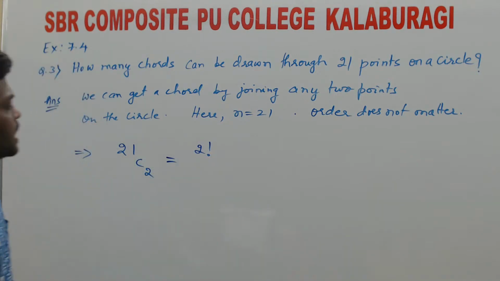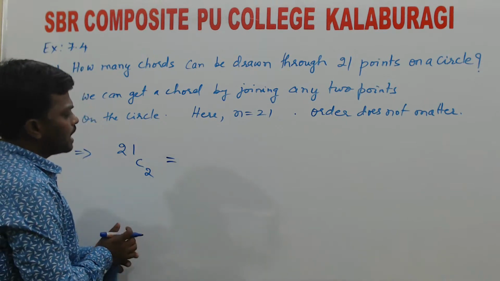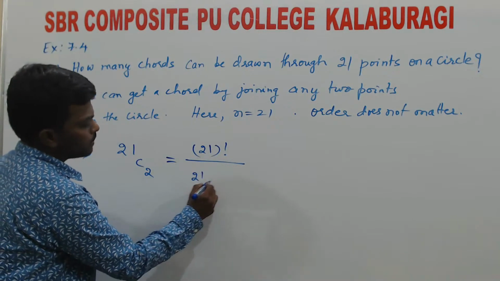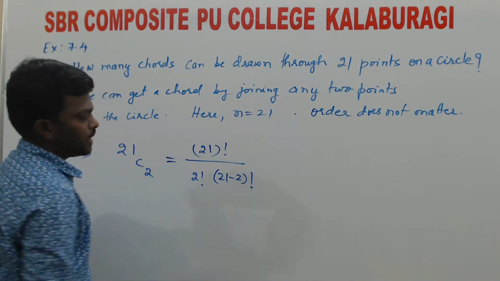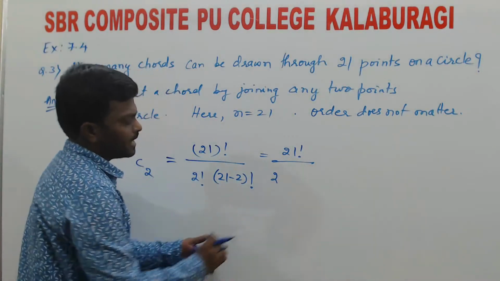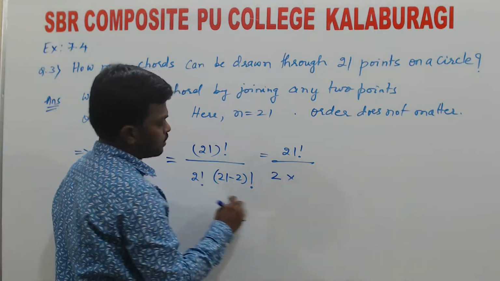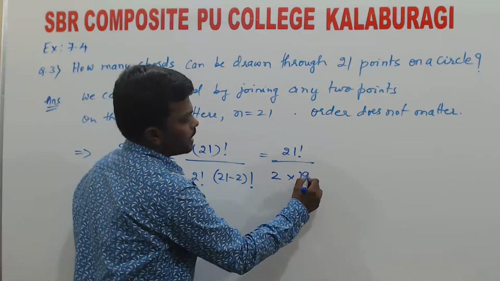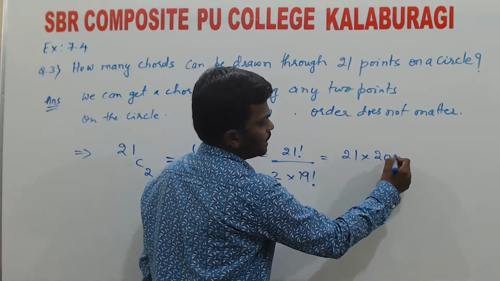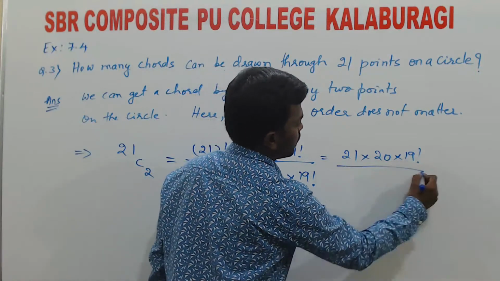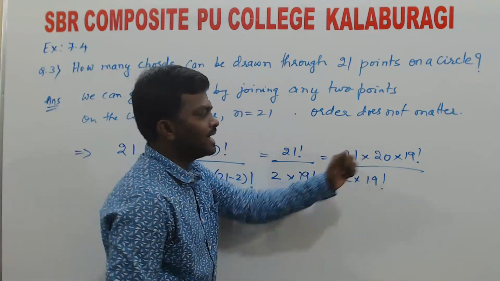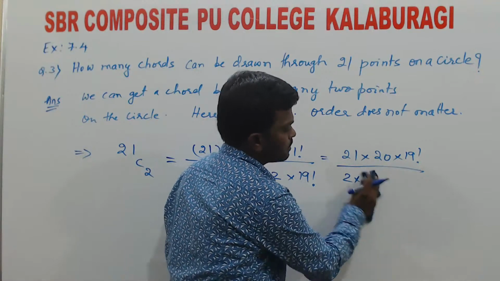So what's the formula of nCr? n factorial by r factorial into n minus r factorial. So 21 factorial by 2 factorial into 21 minus 2 factorial. What is 21 factorial? Let it be as it is. 2 factorial, can I write it as just 2? 2 into 21 minus 2, what's the answer, students? 19 factorial. So 21 factorial, can I write it as 21 into 20 into 19 factorial divided by 2 into 19 factorial. So 19 factorial gets cancelled, students. Is that clear?